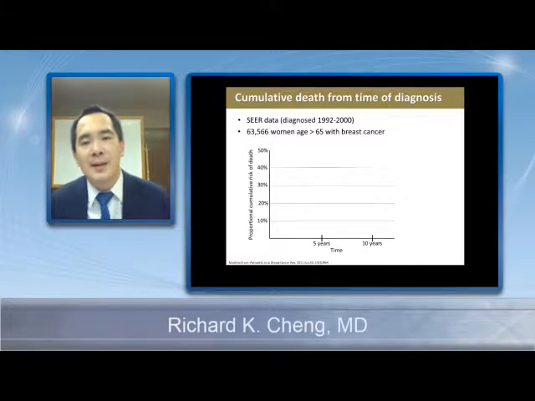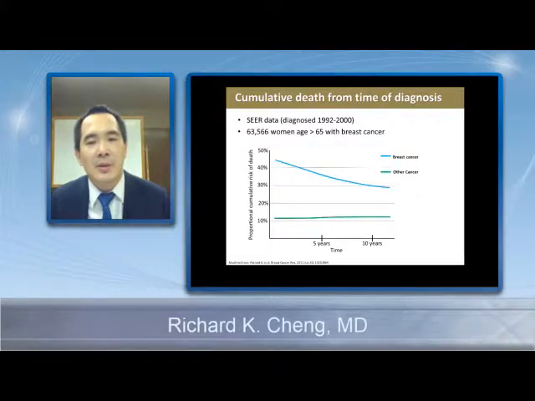So for these women diagnosed with breast cancer, from the time of diagnosis, early on, the leading cause of death, as you would imagine, is going to be breast cancer, as shown here. They also are at risk for other cancers. Over time, the risk of death from breast cancer decreases dramatically. The risk of secondary malignancies stays about stable.